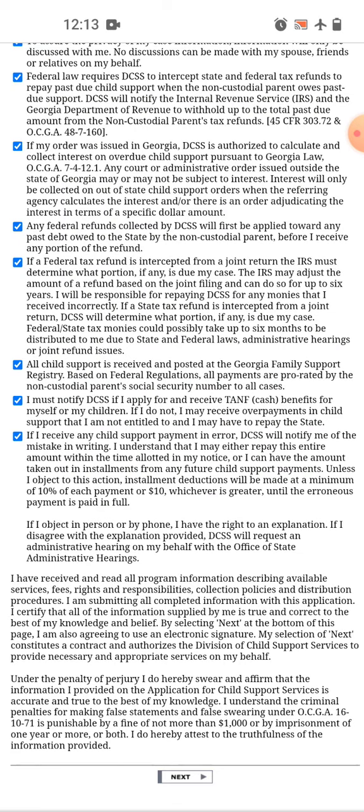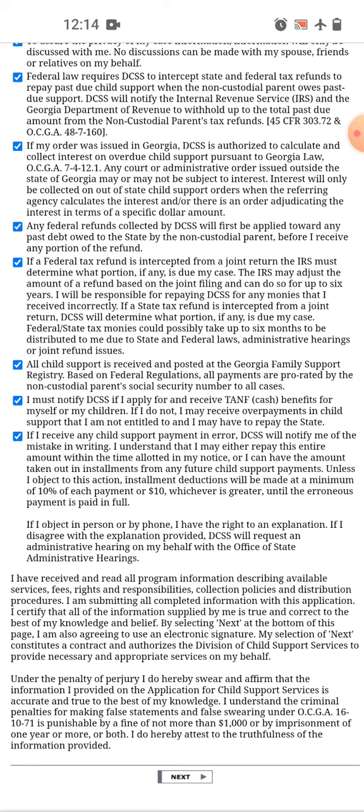Under the penalty of perjury, I do hereby swear and affirm that the information I provide on the application for child support services is accurate and true to the best of my knowledge. So whatever they click in next, they're gonna put some information on that thing. Everything they can find, everything that they know to be correct. Okay. To the best of my knowledge.